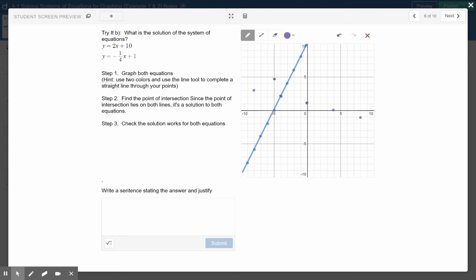All right, so now I can plot my line. And once again, this one intersects at -4. So -4, and then I went up 2. So the ordered pair would be -4, comma 2.